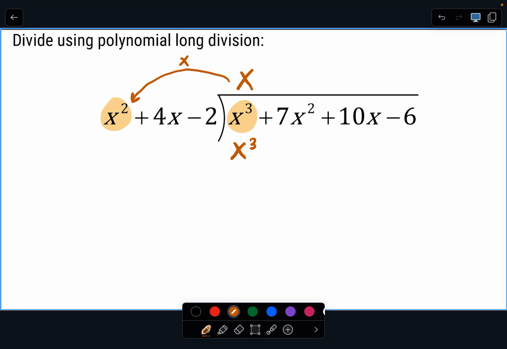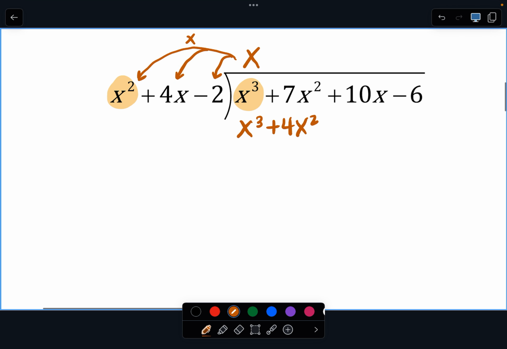So whenever I take this x and I multiply it, it's going to get multiplied by every single term of the divisor. So what's x times 4x? 4x squared. So I'm going to write plus 4x squared. What's x times negative 2? Negative 2x. So I'm going to write negative 2x. So think back to our number problem. We said we're going to multiply, then we're going to subtract. We've done the multiply part. Now we're going to go and subtract.